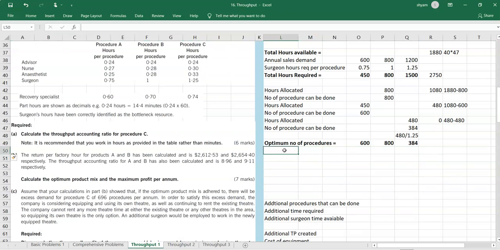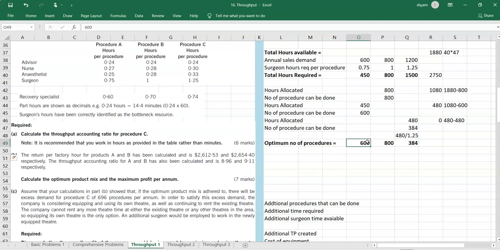So with this, multiply. So these are the units, and they have already given the return per factory hour. Okay, the return per factory hour. So what is the return per hour for these procedures they have given? So this is the return per hour.